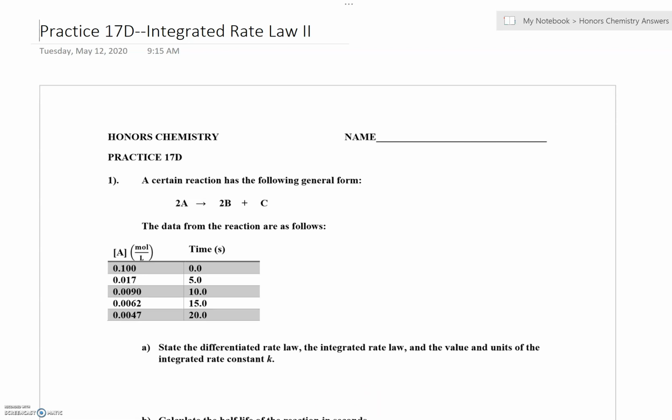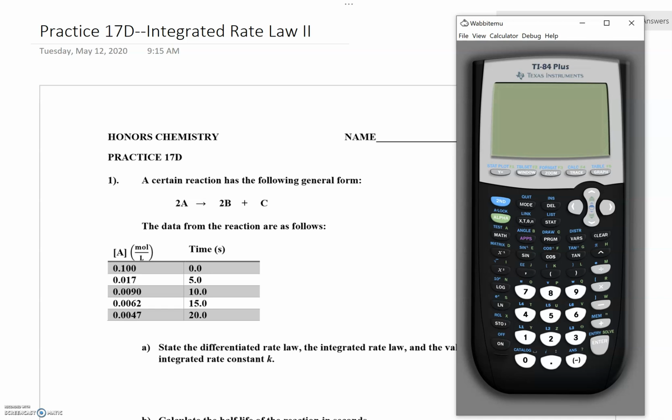Okay, this is the answer key to practice 17D.